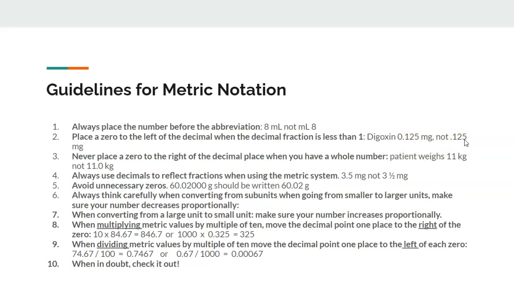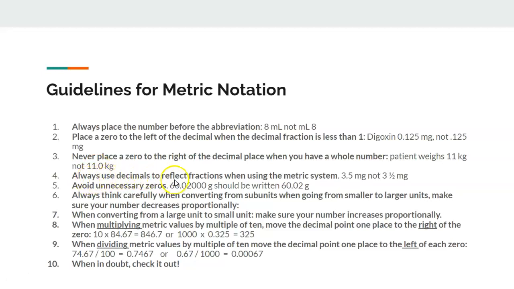You do that in math all the time, but in pharmacy, that dot can go away and you've just changed your dosing to 125 instead of 0.125, which would kill a patient. So always put that 0 there. If the 0's not there, it should be counted wrong. Okay? Never place a 0 to the right of the decimal point when you have a whole number. For example, a patient weighs 11 kilograms, not 11.0 kilograms. That would also be counted wrong, because if you lost that decimal point, now the patient weighs 110 kilograms in pharmacy, and that's a huge mistake.